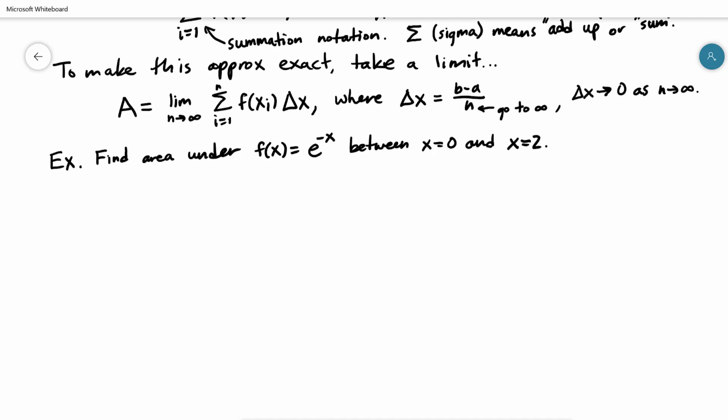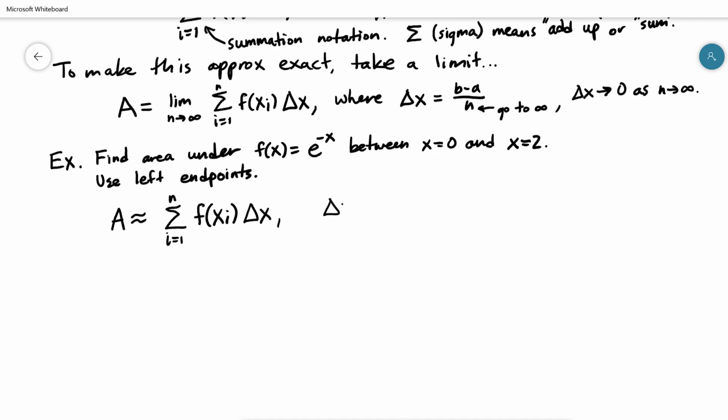And for us, let's just use the left endpoints to make this a little bit easier. Okay, so let's start with that approximate area. The area is approximately the sum from i equals 1 to n of f of x sub i times our delta x, which is b minus a over n.